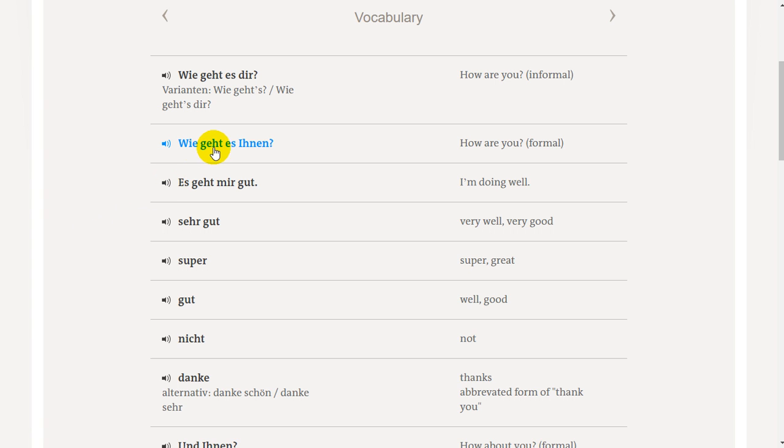The next is wie geht's Ihnen? If you're meeting with some unknown person, you use wie geht's Ihnen? It means how are you in a formal way.